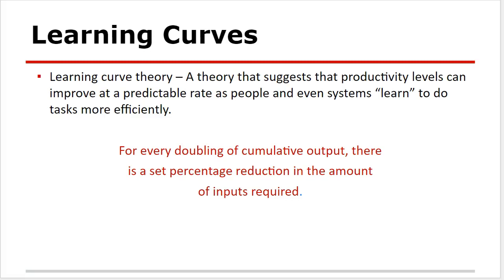In this video, we will talk about using learning curves to calculate effectivity. Learning curves suggest that productivity levels can improve at a predictable rate, as people and even systems tend to do tasks more efficiently. Moreover, the learning curve states that for every doubling of cumulative output, there is a set percentage reduction in the amount of inputs required.